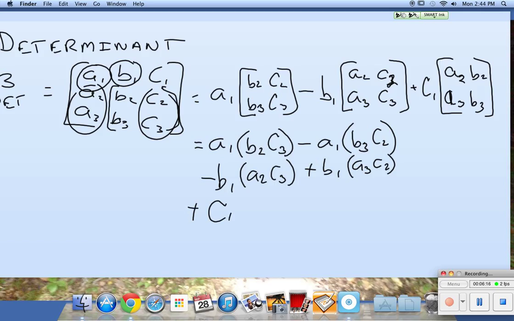C1 times A2 B3 minus C1 times A3 B2. And that is how you determine a determinant for a 3 by 3.